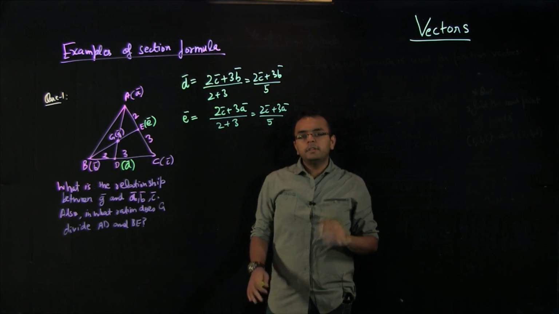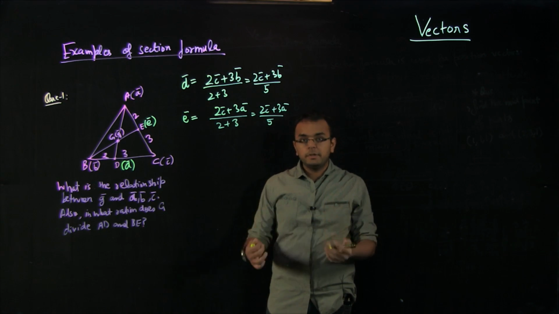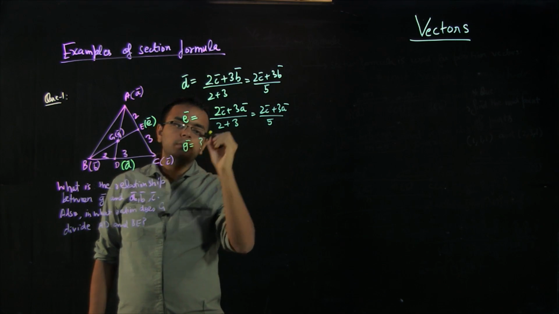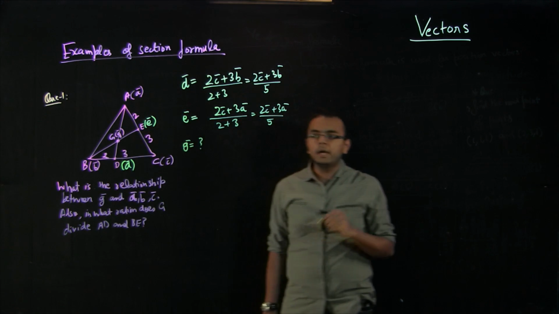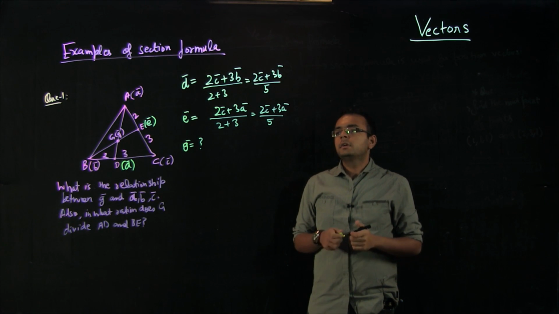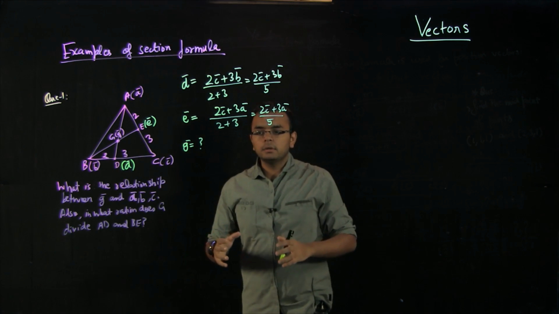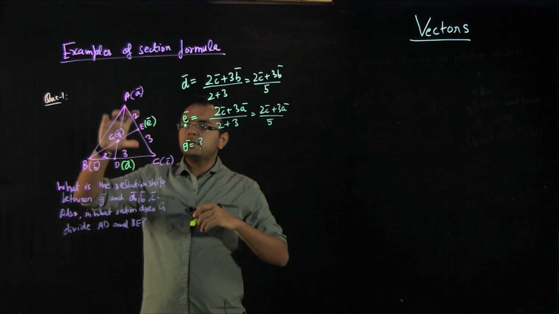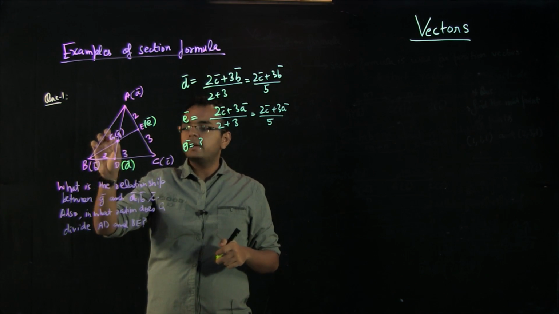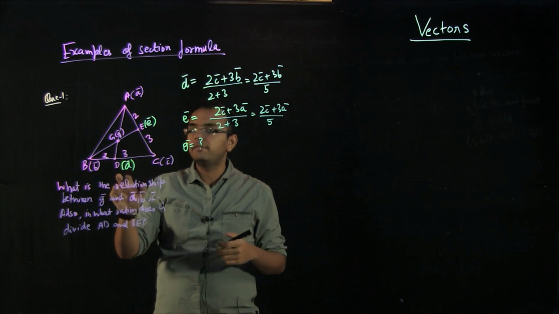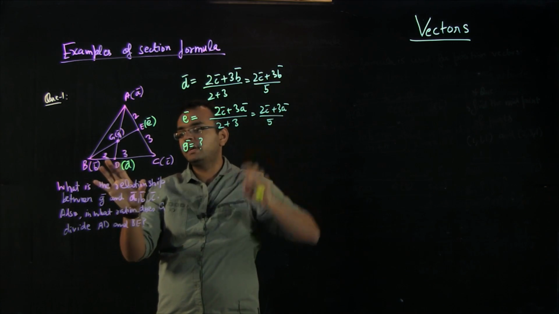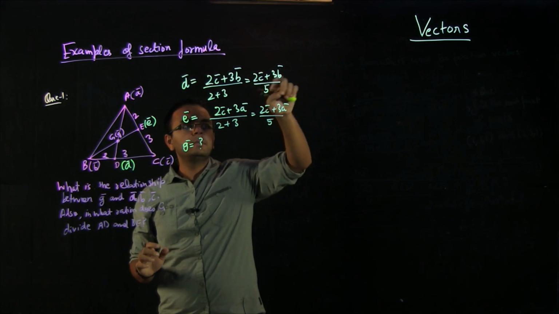Now, what is our task? Our task is to find the G vector. So how to find G vector is our question. We know that G vector lies on the line AD as well as line BE. So in other words, you have to find some combination of x A vector plus y D vector. G vector would be some x A vector plus y D vector. For instance, D vector is some x C vector plus y B vector, because it lies on BC.